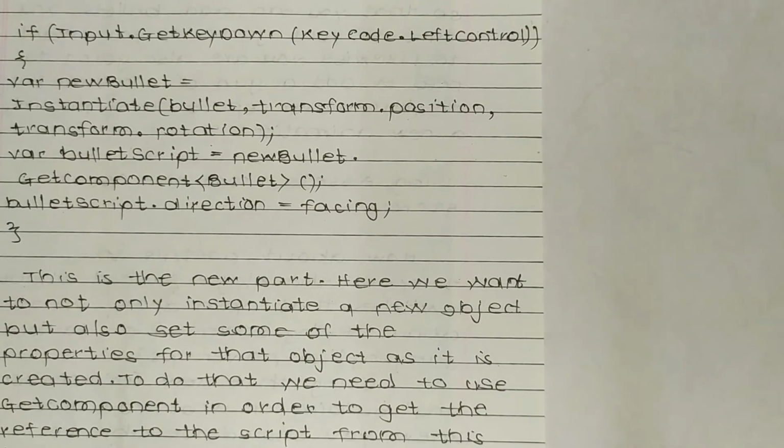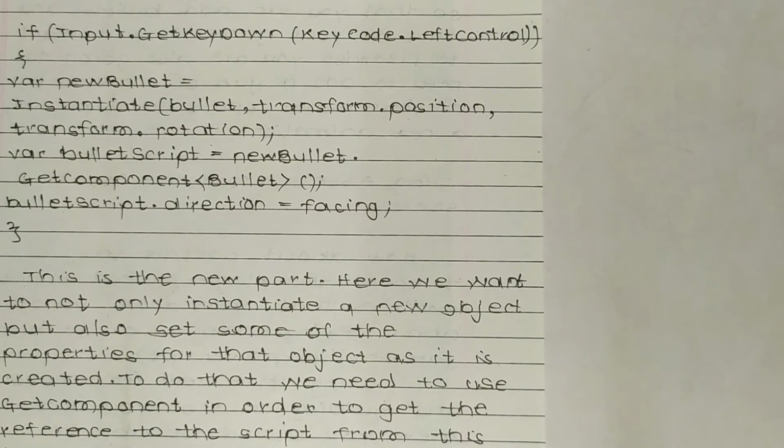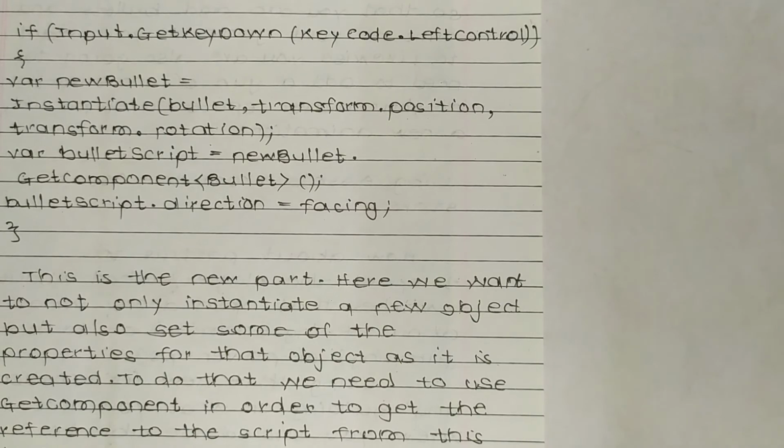This is the new part. Here we want to not only instantiate a new object but also set some of the properties for that object as it is created. To do that, we need to use GetComponent in order to get the reference to the script from this instance.